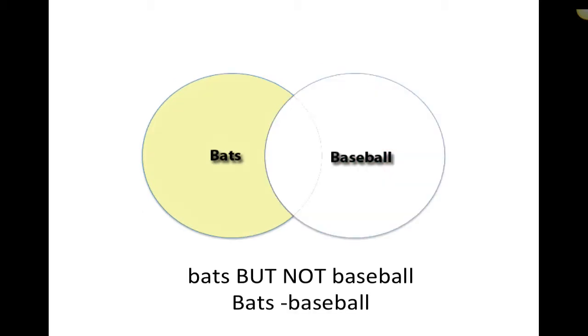Now, there's one other term in Boolean logic, and that is not. If I do a search for bats but not baseball, it's going to give me just the ones about bats, but it's going to take out all the websites that were about both bats and baseball. Some search engines write it bats but not baseball. Others expect you to write bats minus baseball. So you really have to understand how the different search engines work.